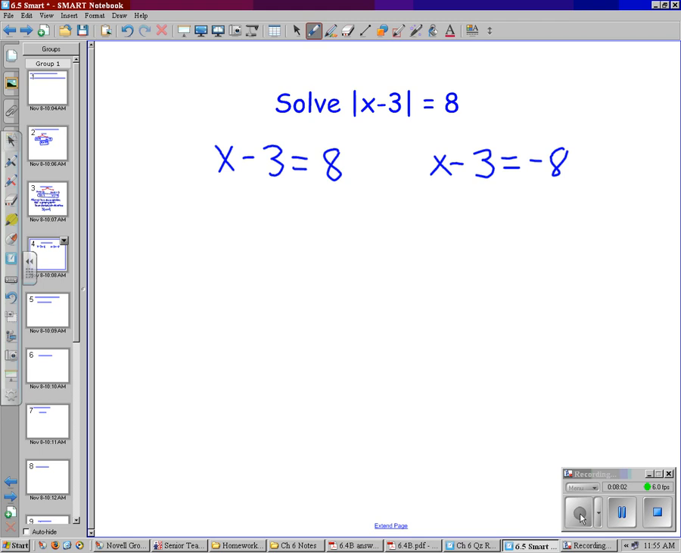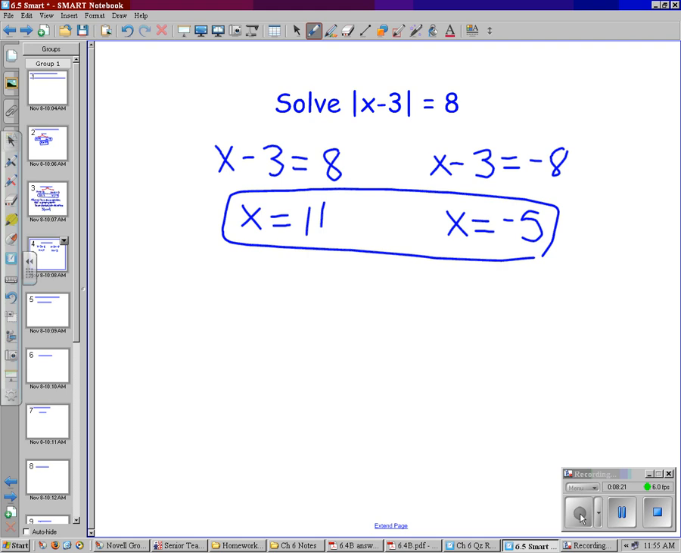Now solve them. If you haven't solved them already, please solve them. Carissa, what's your solution on the first one? I got x equals 11. All right. And the second one, Angela, what's your solution? X equals -5. All righty. Let's put a box around those two solutions. Let's check to make sure Angela and Carissa are correct.